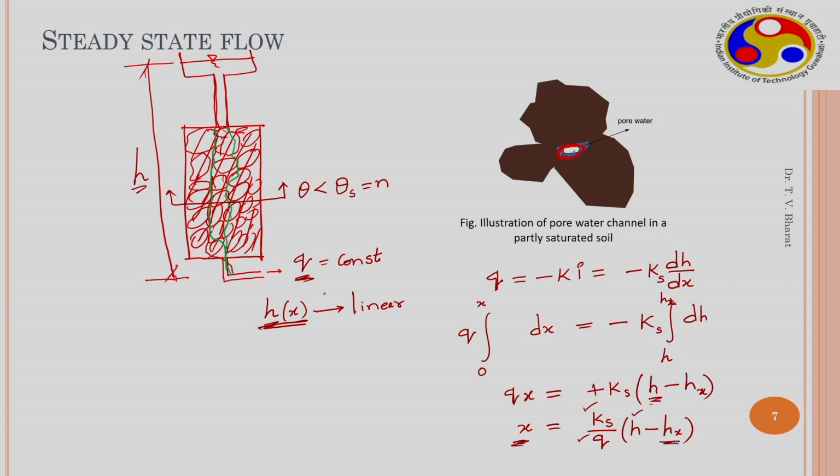So you can verify how Hx varies with x, or this could be written in terms of Hx also. Hx in terms of x also can be written. So this is essentially linear. But what about unsaturated soils is the question. So that can be verified.